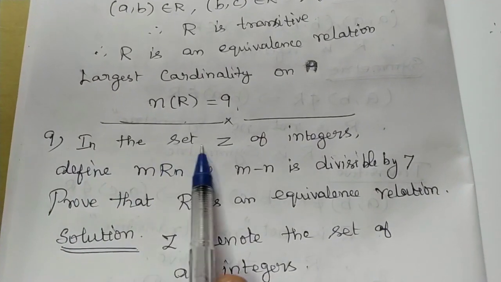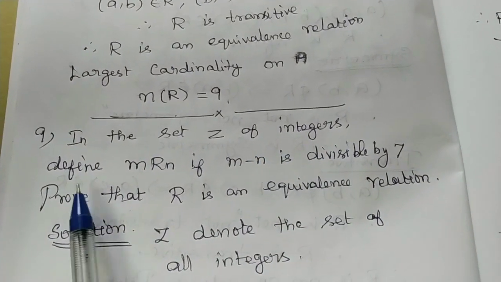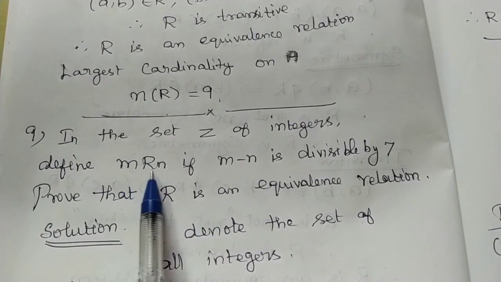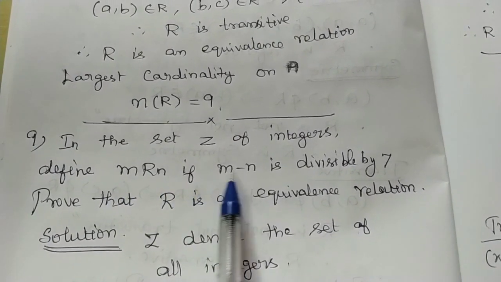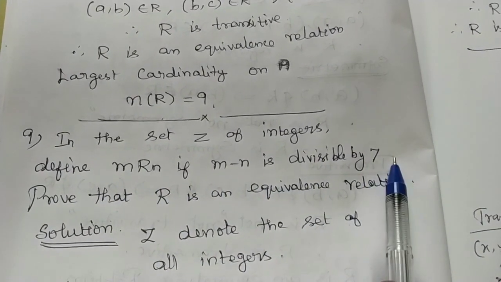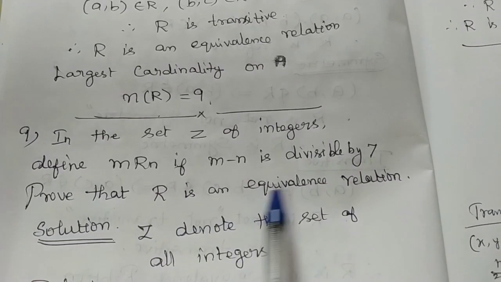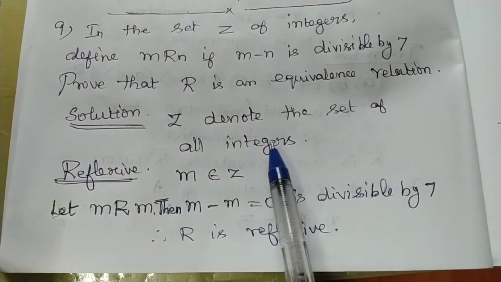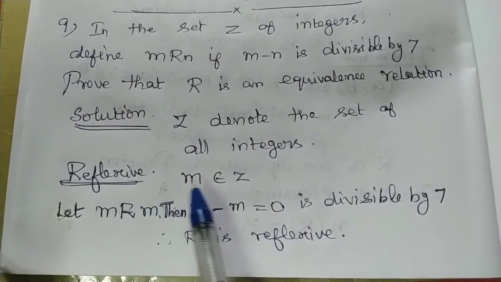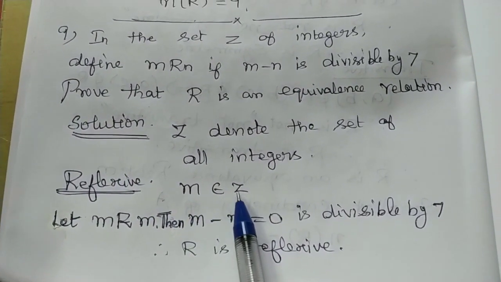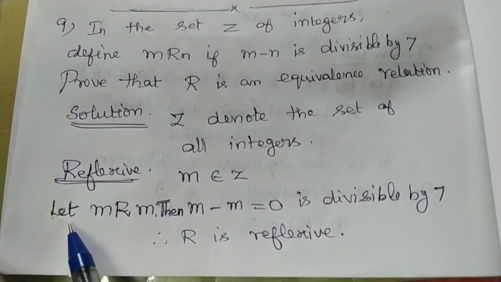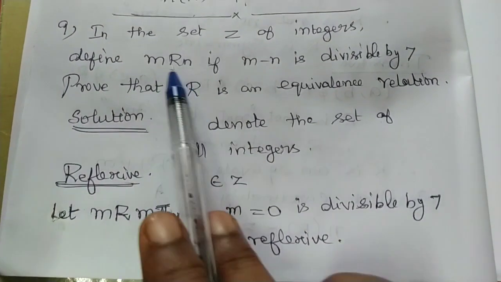Next sum: in the set Z of integers, define m related to n if m minus n is divisible by 7. Prove that R is an equivalence relation. Important sum. Z denotes the set of all integers. Okay, reflexive: m belongs to Z. I will take m belongs to Z. Let m related to m.